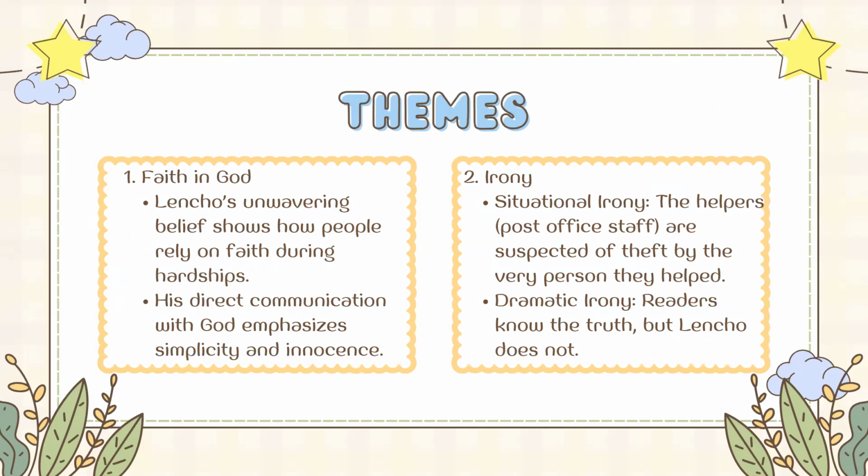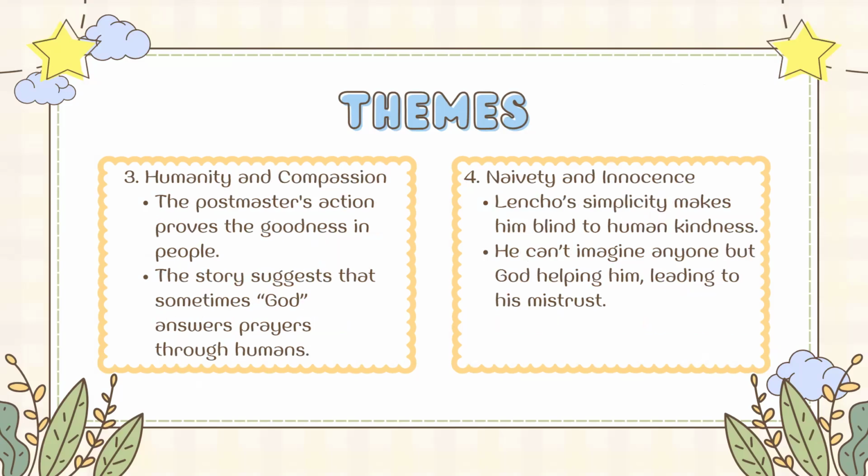Now let's ponder upon the themes of the story. The first and the strongest theme is faith in God. Lencho's unwavering belief shows how people rely on faith during hardships. His direct communication with God emphasizes his simplicity and innocence. Then we are having irony as a very important theme of the story. It is a situational irony because the helpers, that is the post office staff members who helped him, are suspected of theft by the very person they helped. Then we are having a dramatic irony where the readers know the truth, but Lencho does not.